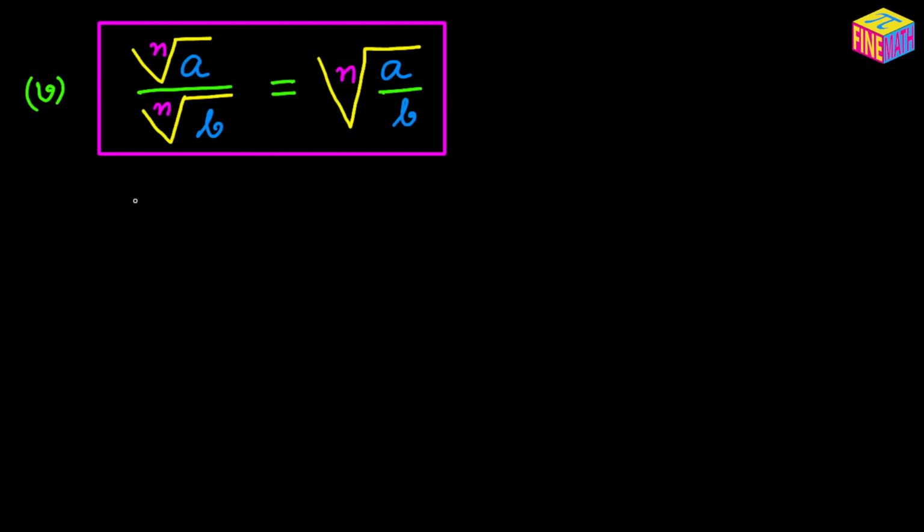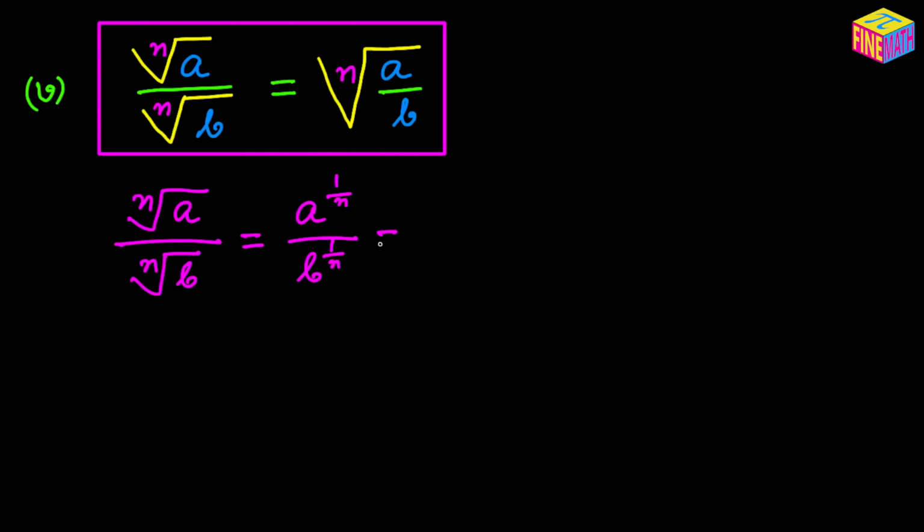So suppose we have nth root of a divided by nth root of b. Can we write it as a to the power 1 by n divided by b to the power 1 by n, and then using the properties of exponent, can we write it as 1 by n power of a divided by b? Using the property of exponent, from here we can clearly see that this is definitely the nth root of a divided by b, right?